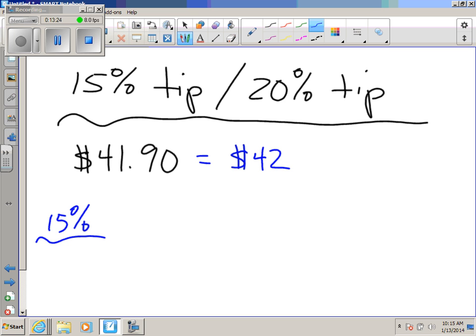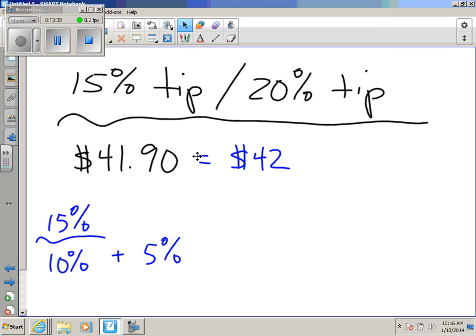Okay. Now, if we break it up to a 10% and a 5%, what's 10 plus 5? 15. Okay. Now, this is real simple. What is 10% of 42? $4.20. Okay, all we do is move the decimal one place in our estimated bill amount.